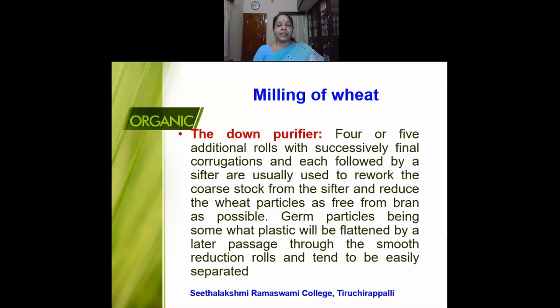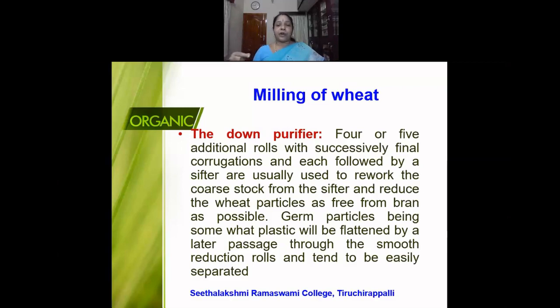The germ particles are somewhat plastic in nature, and therefore they will be flattened by passage through the smooth reduction roll, and they can be separated easily. So now the endosperm, the bran has been completely removed. By aspiration, the bran particles are removed, and then they pass through the second break roll, sifter, third break roll, sifter, fourth break roll, sifter, fifth break roll, sifter.